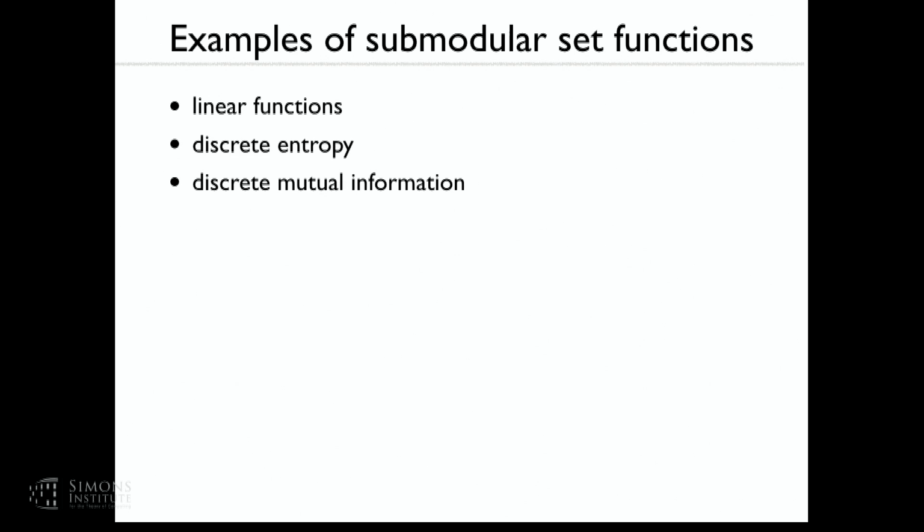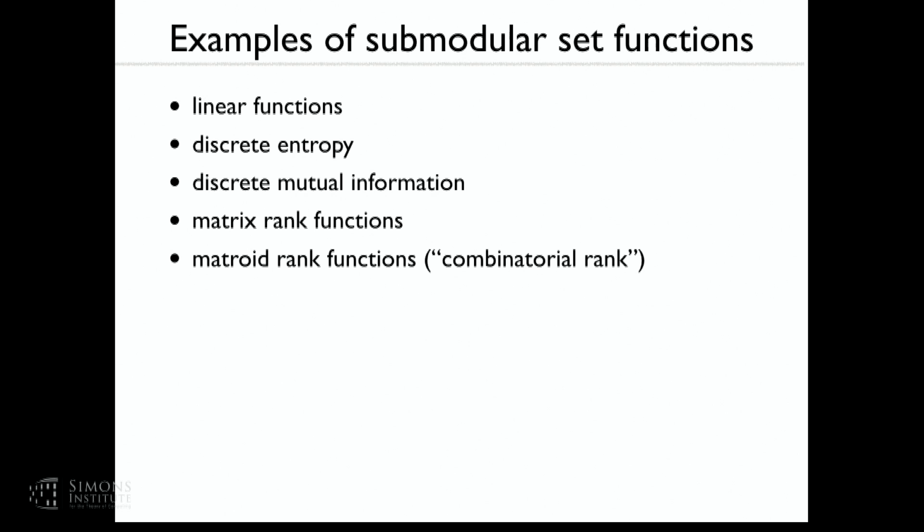So for example, entropy of discrete random variables. If you take the ground set to be a collection of random variables, and as the function you take the joint entropy of these variables, that's going to be a submodular function. And similarly, mutual information. Then some other examples is if your items are actually vectors and you pick these items and you put them together in a matrix and you measure the rank. So matrix rank functions, that's going to be a submodular function. And also more combinatorial generalizations thereof.